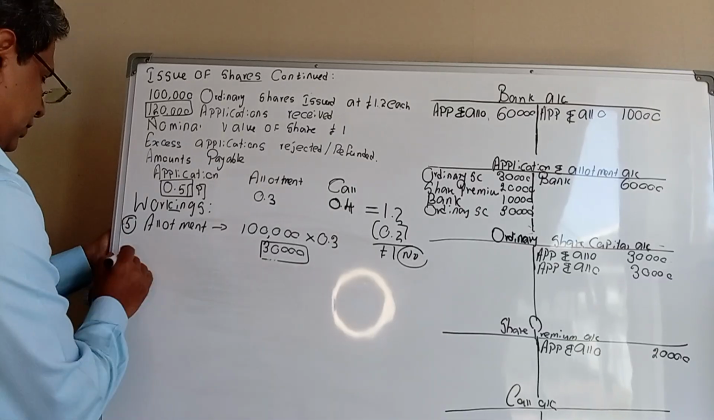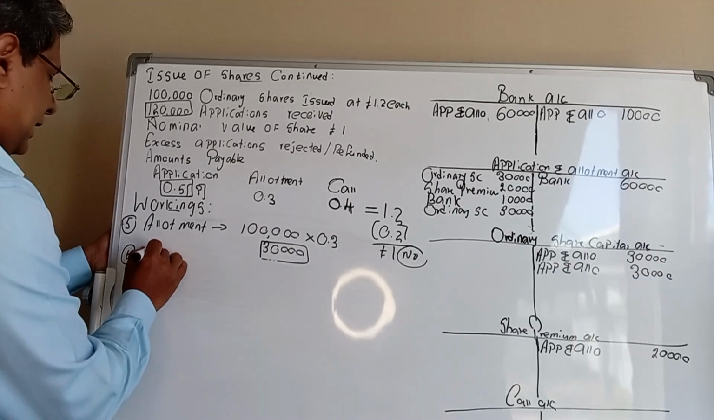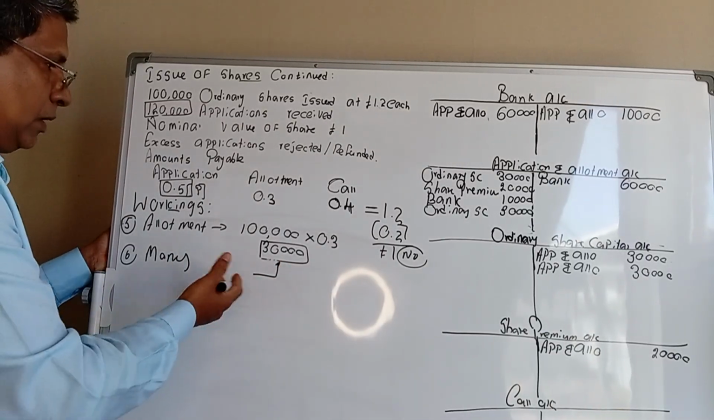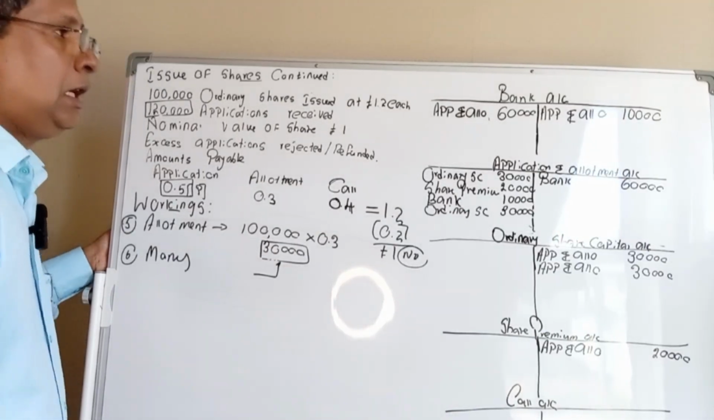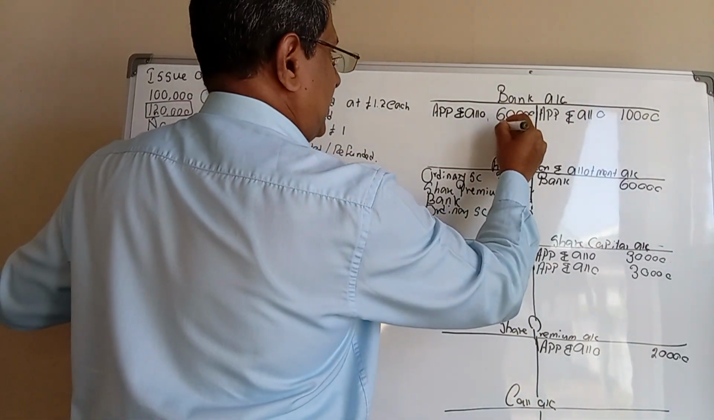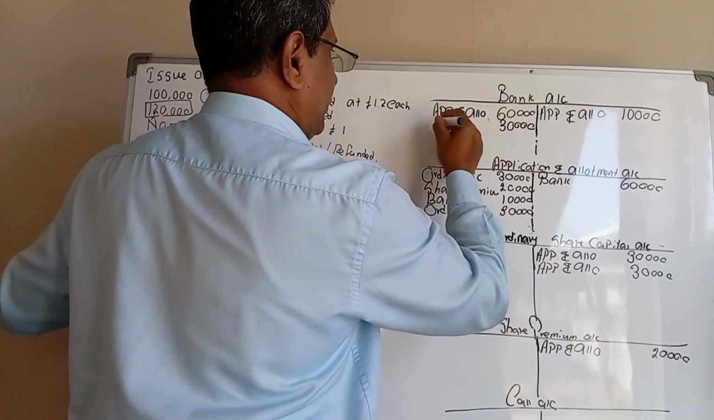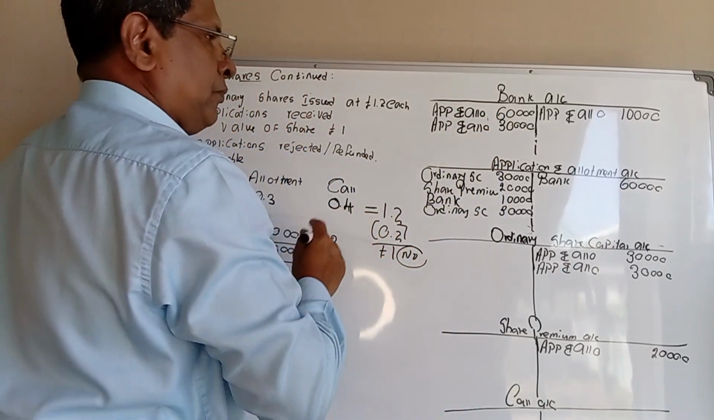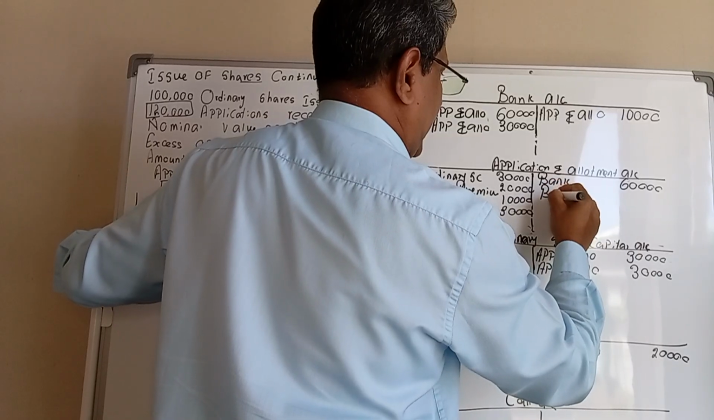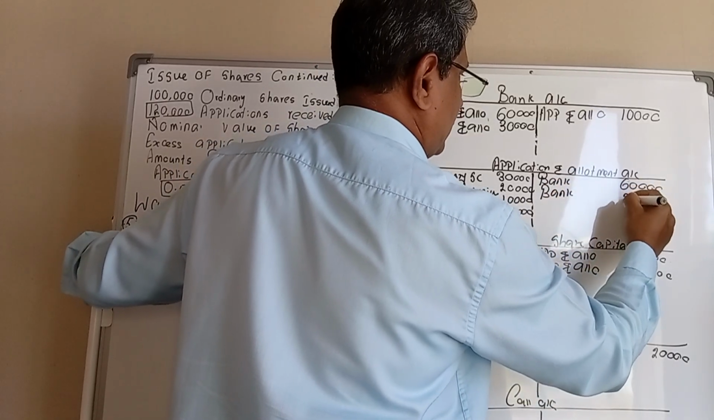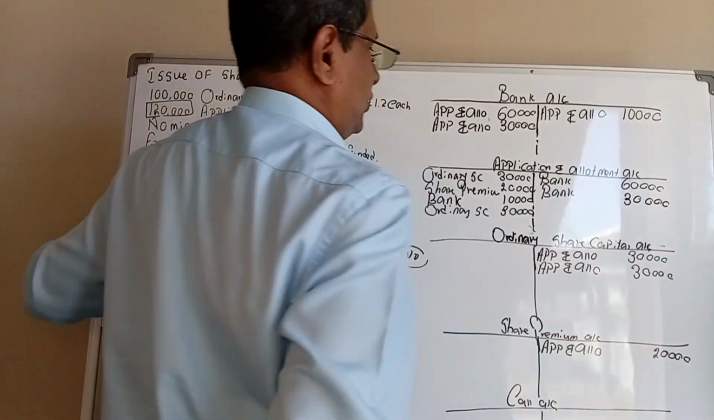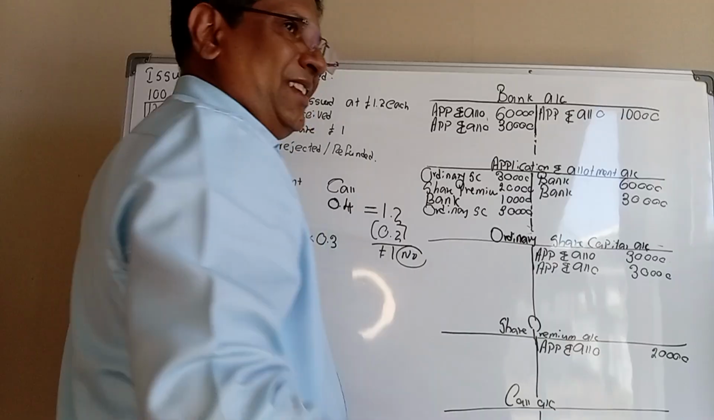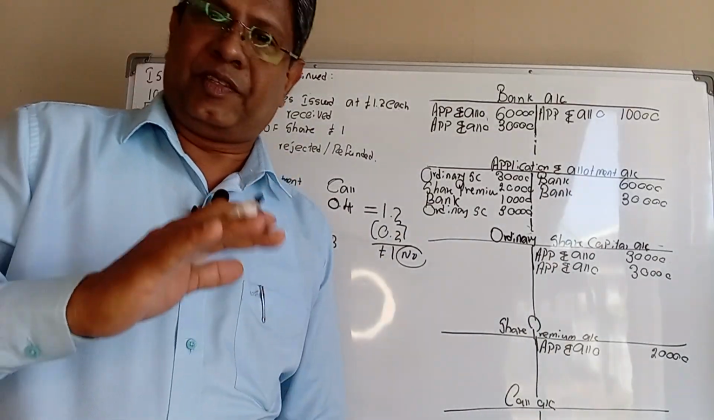Now I'll receive the money for this, okay? The amount I get on the allotment will be the same amount that is here. I'm going to get the allotment money, 100,000 shares at 0.3, cash inflow, bank is debit by 30,000 as application and allotment. And application allotment is credit as bank, 30,000. Clear? Remember, this application allotment is a temporary account.